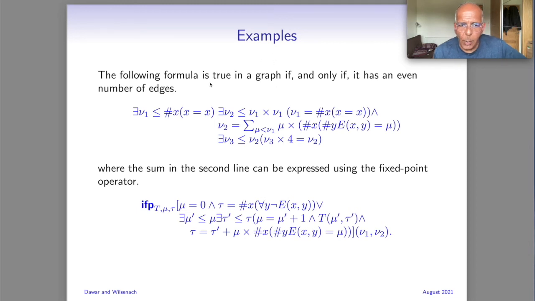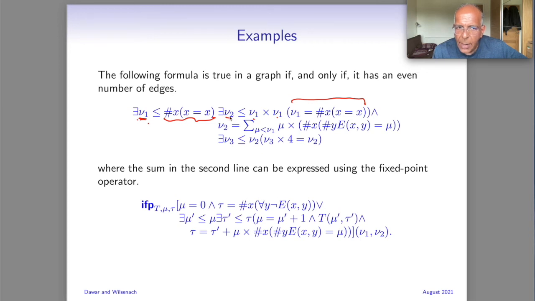So let's see what it's saying. I will just decode this for you. I say there is a number which is bounded by this, which is simply the number of x such that x equals x. That's just the number of elements in the structure. In fact, I say nu1 is x equals x. So I really want a name for the number of elements in the structure, and I say that by saying there is a nu1 bounded by this, which is equal to this. And then I say there's a nu2, which is at most nu1 times nu1. So I've got a number which ranges up to the square of the number of elements of the structure.